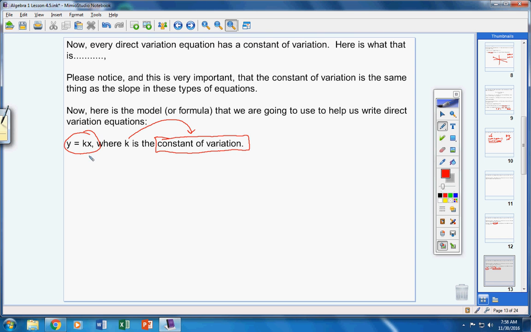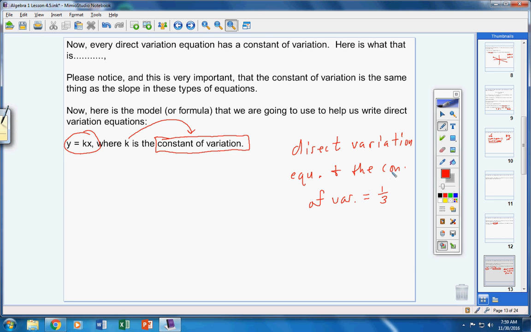And by the way, can I say something to you real quickly, please? Would everybody listen to me, please? Focus in and pay attention. Listen to this. If I told you that you had a direct, don't write this down, just listen. If I told you you had a direct variation equation, and I told you the constant of variation was 1/3, could you not quickly write the direct variation equation? My goodness, sure you could.